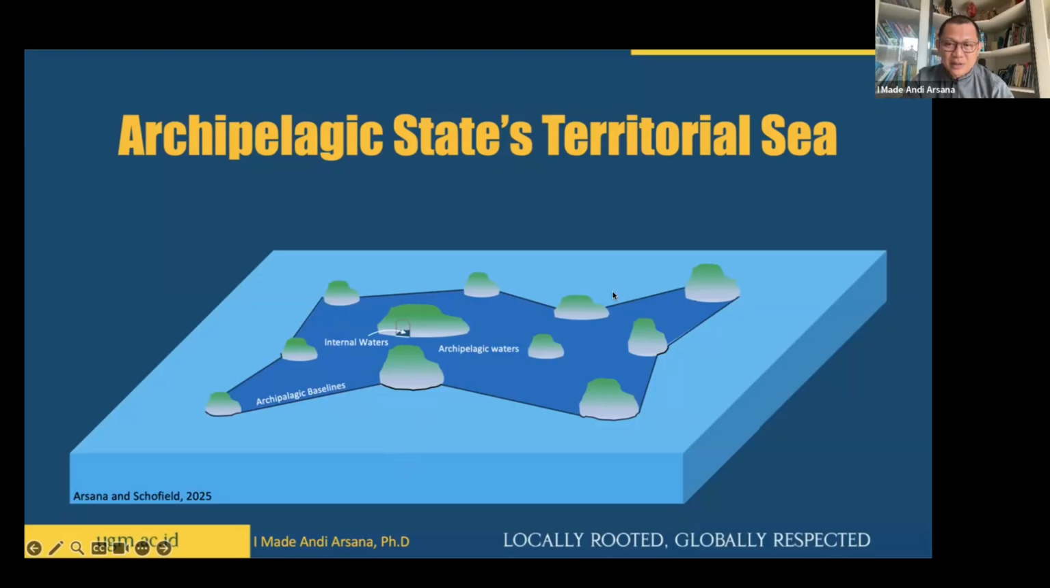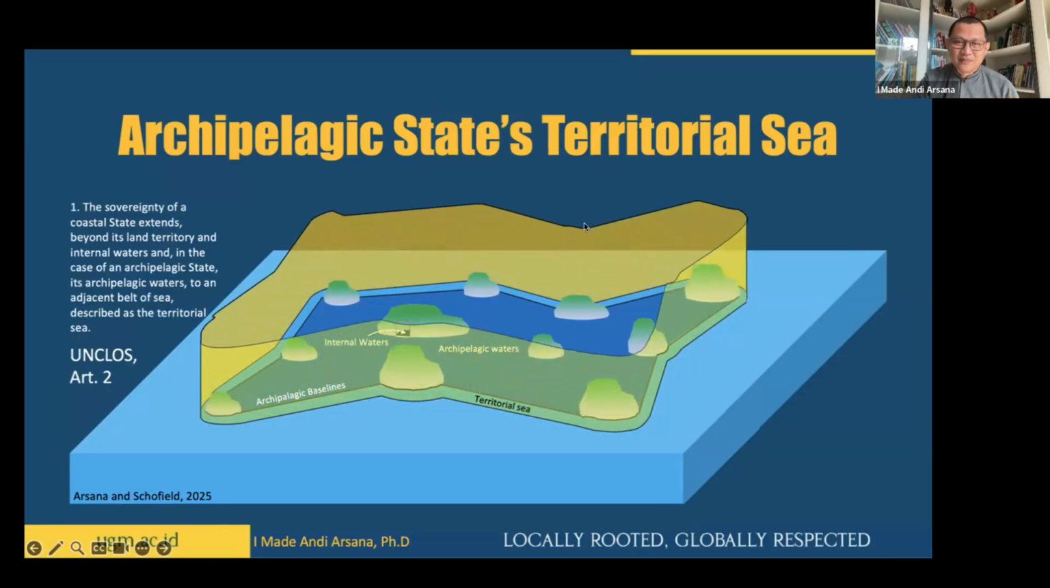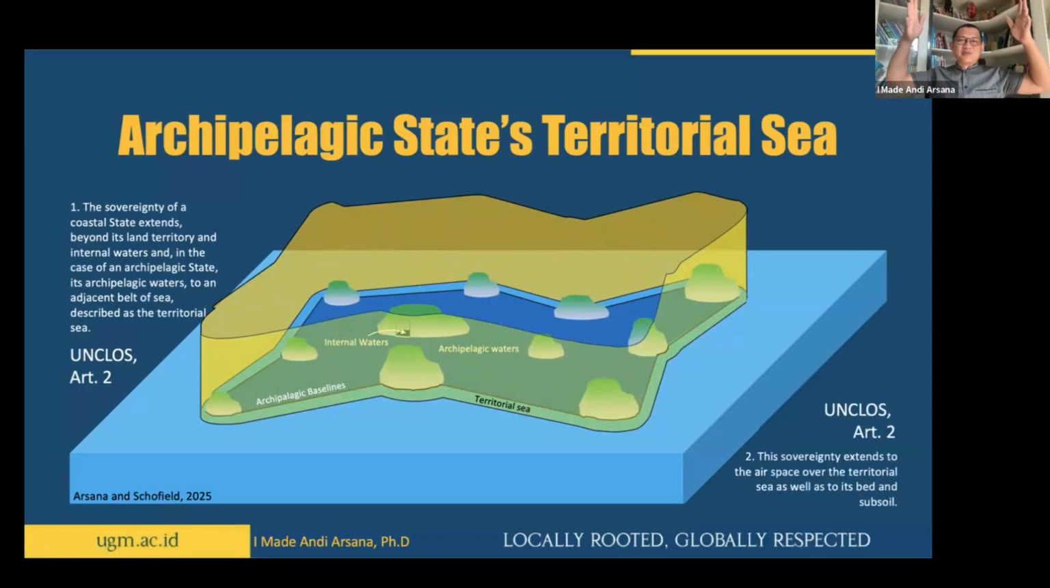When a country has designated archipelagic baseline like this, it can start to measure the territorial sea, which is like that. It is 12 nautical miles, right? So this is the 12 nautical miles. But if you remember, the territorial sea does not only cover the water, it also covers the seabed and the airspace above it. So this territorial sea does not look like this, it looks like that. So basically up to the airspace over there, 12 nautical miles of territorial sea. So that is archipelagic baselines.